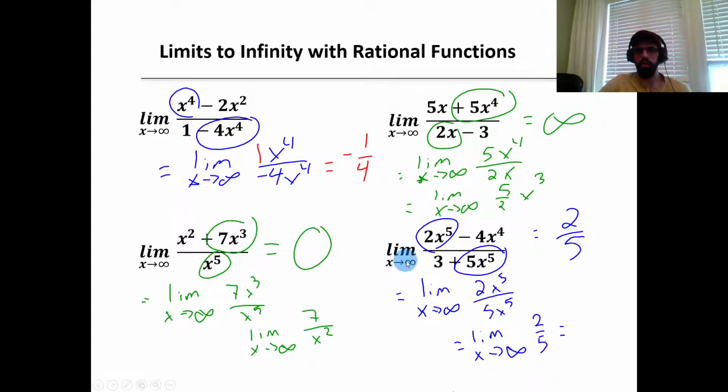Last example, like the first one, our leading terms are both x to the power of 5. And so their coefficients are going to make up our limit, 2 over 5.